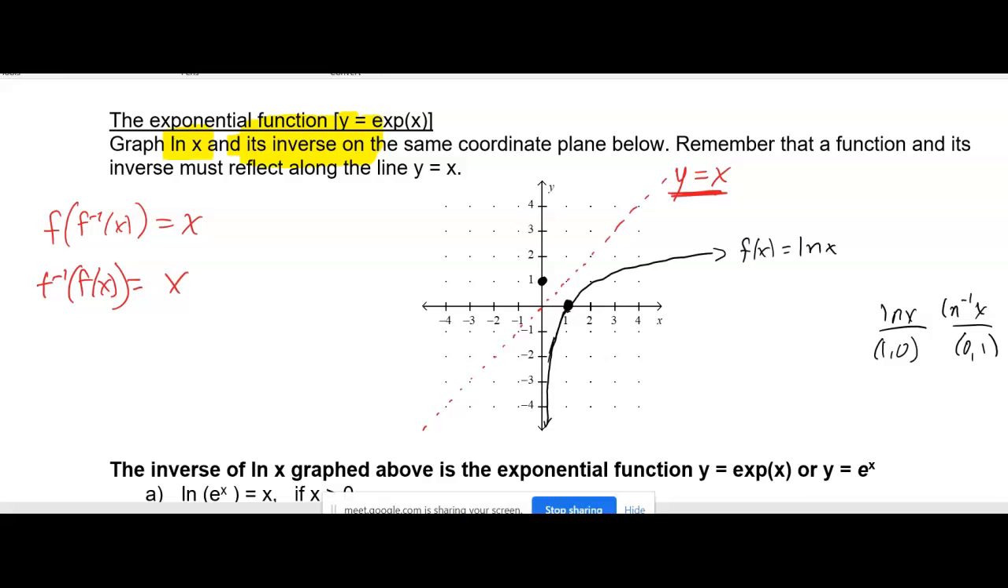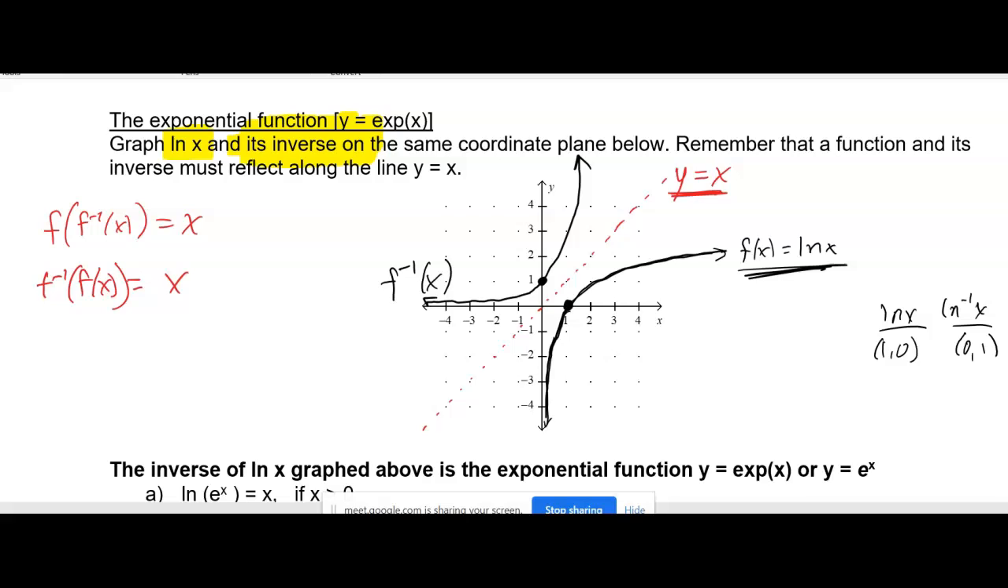As this guy approaches this vertical asymptote, never crossing the y-axis, the reflection should get really, really close to the x-axis without touching it. As the natural log curve flattens out, the inverse should be shooting up. So if you drew that, good. This has to be the inverse of this function. It would have to be. Anytime we reflect around the line y equals x, those are inverse functions.